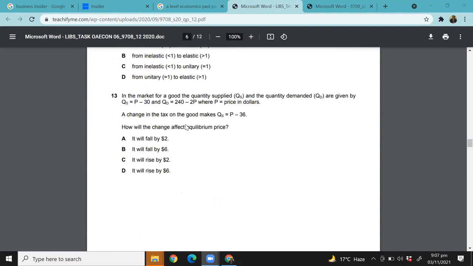Okay, the next question says, in the market for a good, the quantity supplied and the quantity demanded are given by QS and QD, where P is the price in dollars. A change in tax on the good makes QS P minus 36. How will the change affect the equilibrium price?